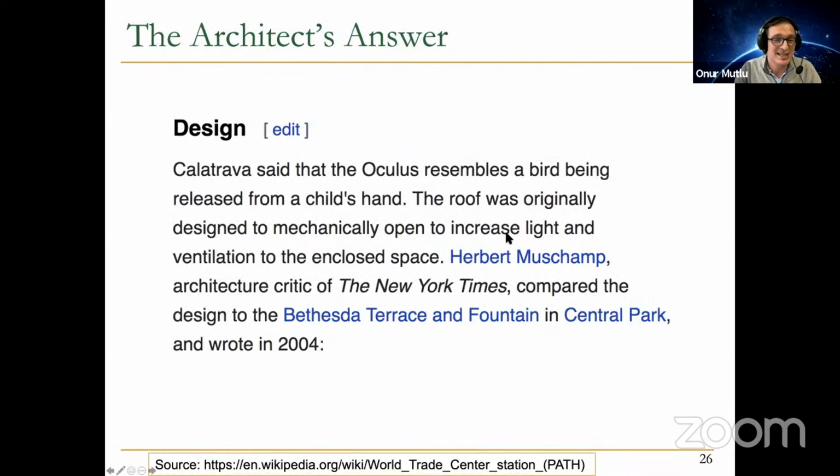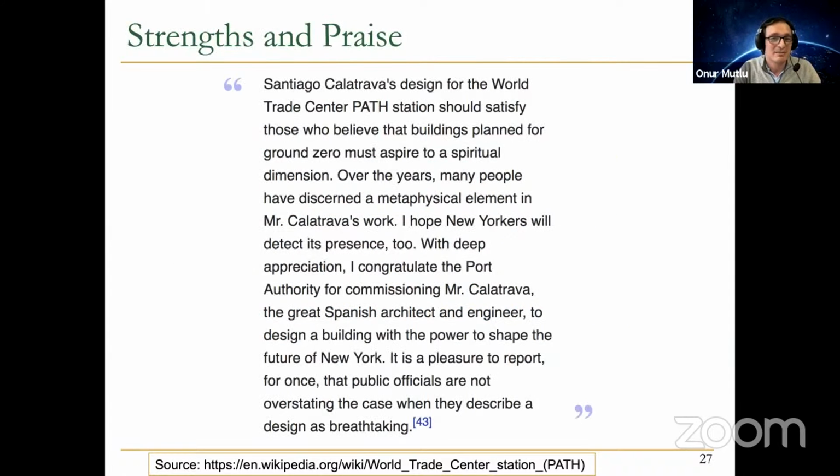So the architect's answer is this: Oculus resembles a bird being released from a child's hand. The roof was originally designed to mechanically open to increase light and ventilation to the enclosed space, but because of cost reasons, that didn't come about. This was praised. Clearly, there are strengths. With every design, you have strengths and weaknesses, and this has strengths also. I'm not going to go through all the strengths, depending on the metrics, clearly.